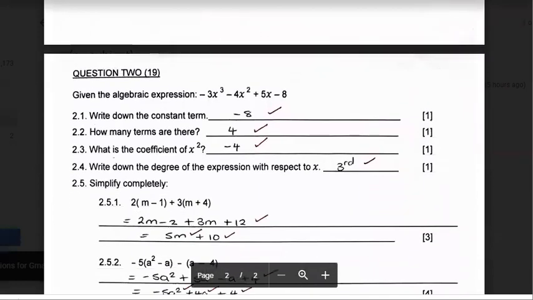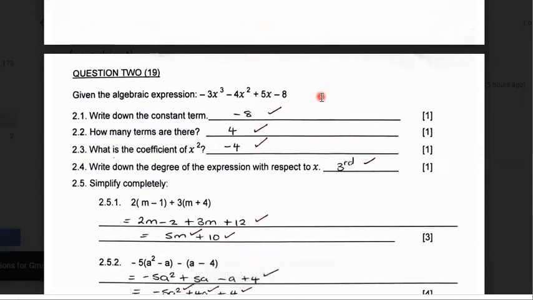For question 2, you have an algebraic expression. First question, you need to write down the constant term. Now you'd remember, constant term is any term in an expression that does not have a variable attached to it. So in this case, your constant term is minus 8. Don't forget the negative sign in front of the 8.